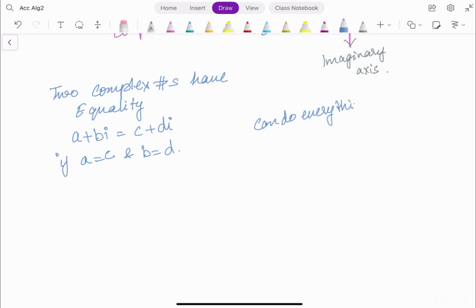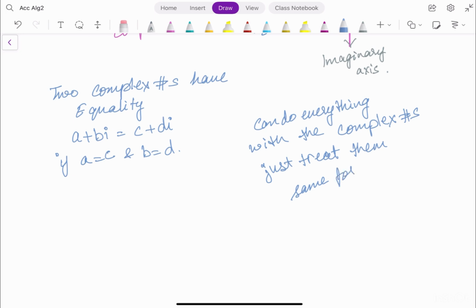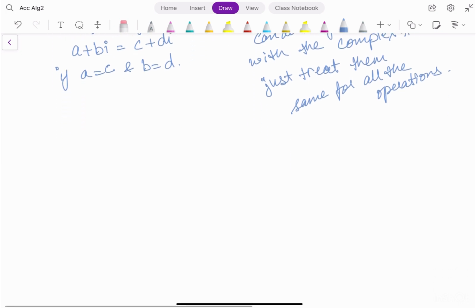Basically, we can do everything with the complex numbers as we can do with the polynomials, right? So the operations will remain the same. Just treat them like a polynomial or like a variable. It is the same for all the operations, whether it is adding, subtracting, dividing, multiplying. Let's take a few examples.